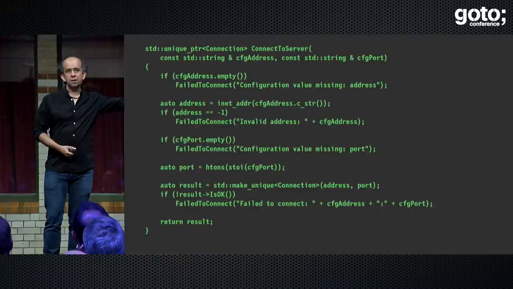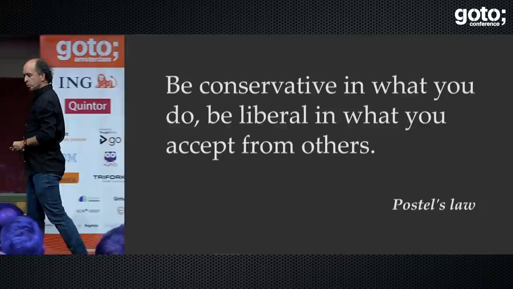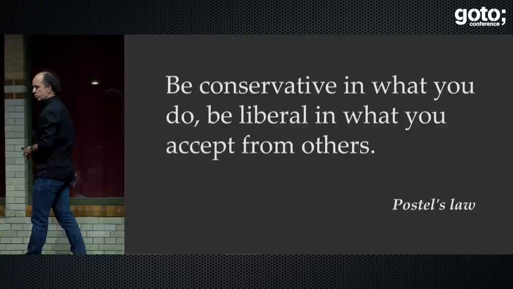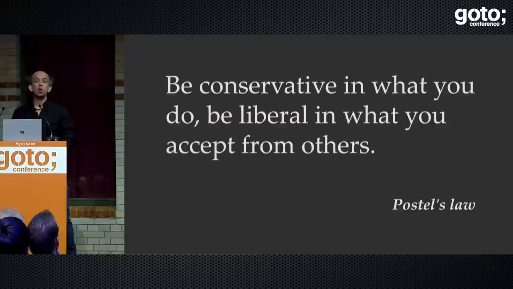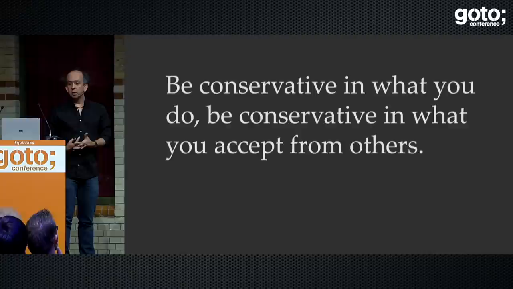In fact, it turns out there's another aspect, and this is where I'm going to go against one of the classic observations from Jon Postel, which made it into one of the early RFCs for TCP. Postel's law we often use as a way of describing general acceptability or tolerance of code. Be conservative in what you do, be liberal in what you accept from others. Actually, I think that that's too general. Be conservative in what you do, but be conservative in what you accept from others.